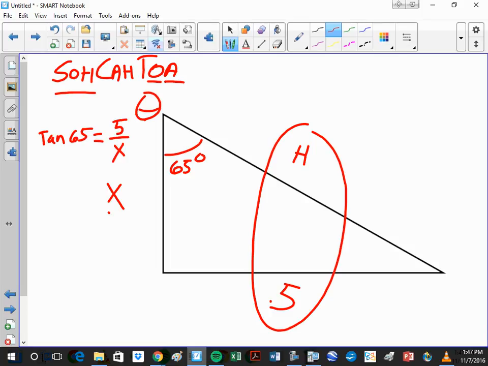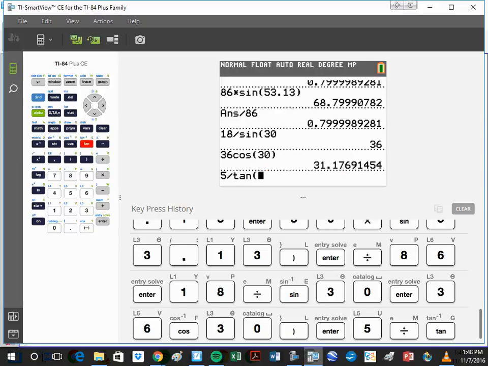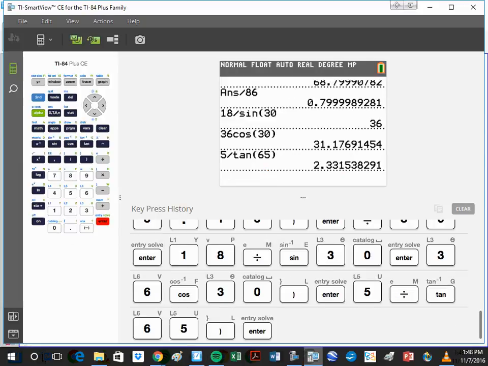Is that a multiply or a switch problem? Do I multiply by the denominator, or do I switch the trig function in the denominator? This one's a switch. If the variable's on the bottom, you just switch, which yields x equals 5 over the tangent of 65. In your calculator, you just type in 5 over the tangent of 65, and I get 2.33.